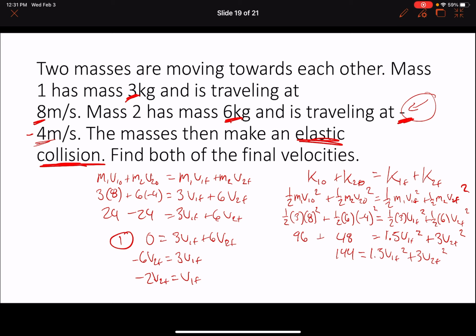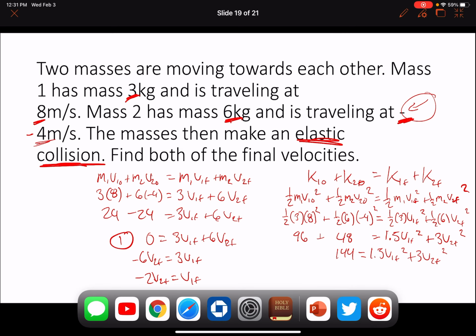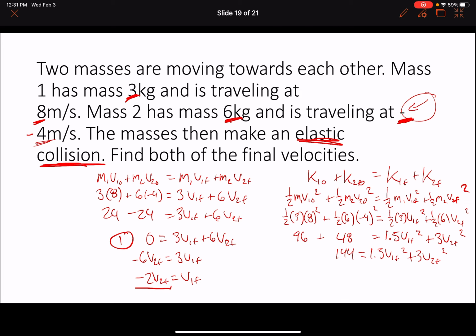And so we get negative 2 V2F is equal to V1F. And so what we're going to do is plug this in everywhere we see a V1F in the other equation. Okay? So we get 144 is equal to 1.5, there's the V1F, so I'm going to plug in negative 2 V2F, squared, plus 3 V2F squared. And I need more room, so I'm going to simplify this over here as best as possible. We get 144, negative 2 V2F squared.